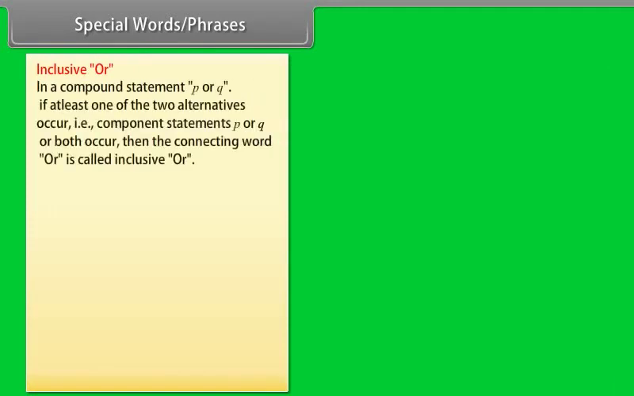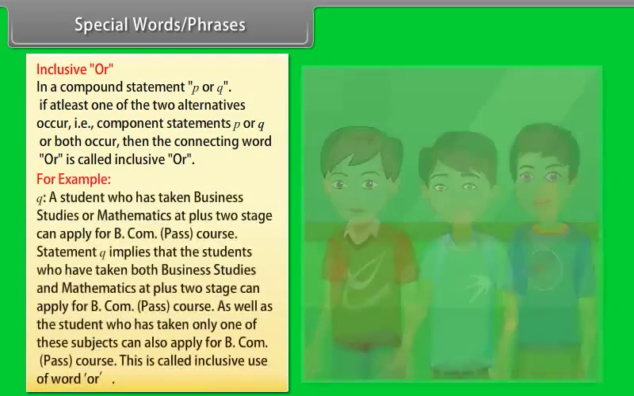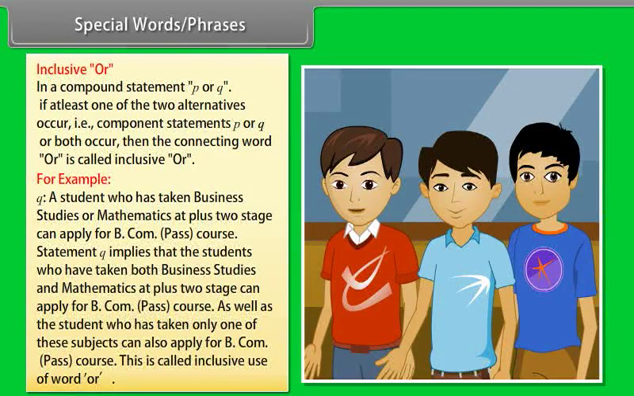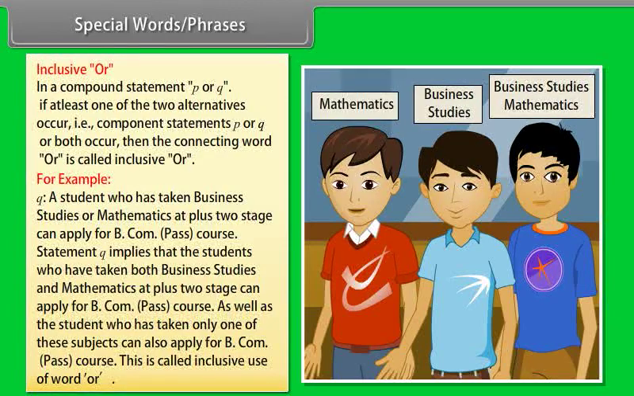Inclusive or. In a compound statement P or Q, if at least one of the two alternatives occurs, that is, component statements P or Q or both occur, then the connecting word "or" is called inclusive or. For example, Q is a statement that a student who has taken business studies or mathematics at +2 stage can apply for BCom pass course. Statement Q implies that the students who have taken both business studies and mathematics at +2 stage can apply for BCom pass course, as well as students who have taken only one of these subjects can also apply for BCom pass course. This is called inclusive use of the word "or".